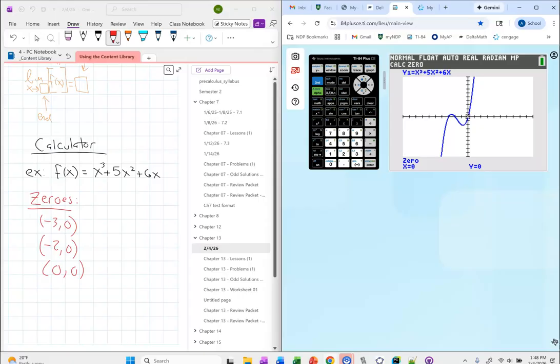Can you find the absolute extrema with the calculator? If there was one, but this one there's not. Does the calculator look for the locals? We'll show you how to do that in a second. Okay.